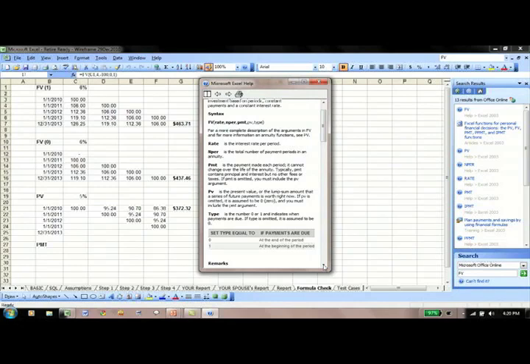On the flip side, if you make your payments at the beginning of the period, so if you give your first payment on the 1st of Jan and the second one on the 1st of Jan 2012 and so on, then the formula is going to calculate a slightly different value. So this is the future value formula.